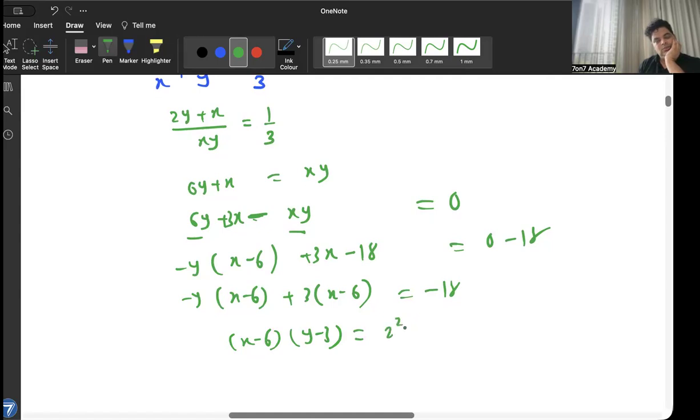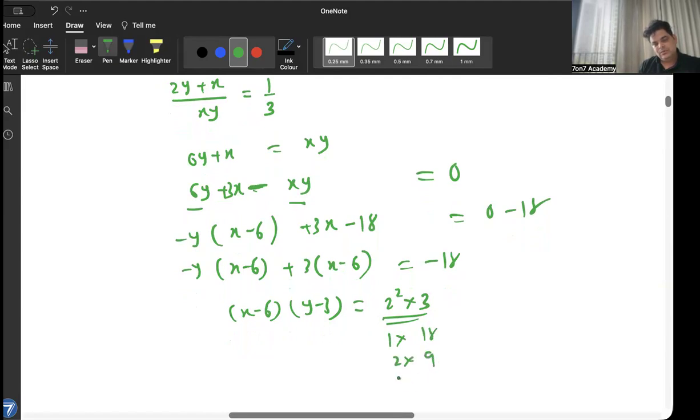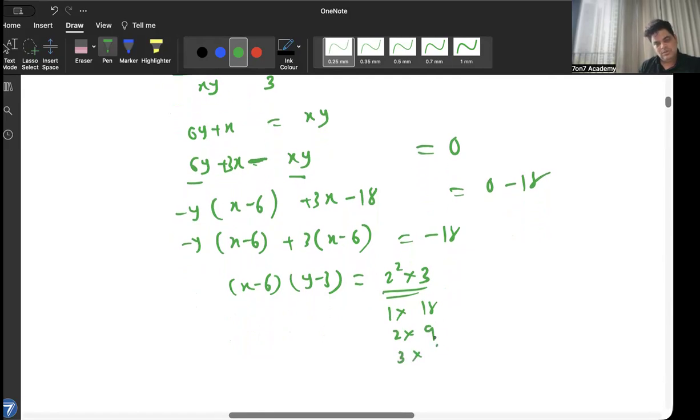18 is what? 2 raised to 2 into 3 raised to... So how many, if you want to get positive integral factors, you can write the combinations, how many factors it has. 18, whatever factors it has, that many possibilities. So 1 into you can write 18, 2 into you can write 9, then you can write 3 into 4, 3 into what you'll write here?